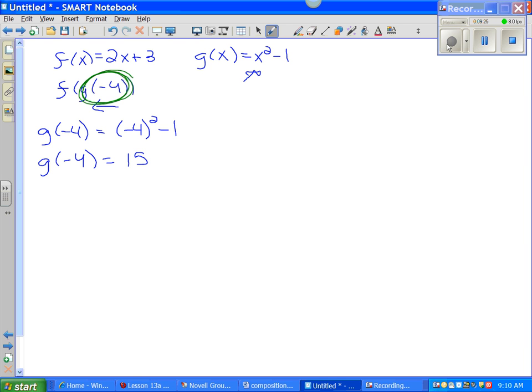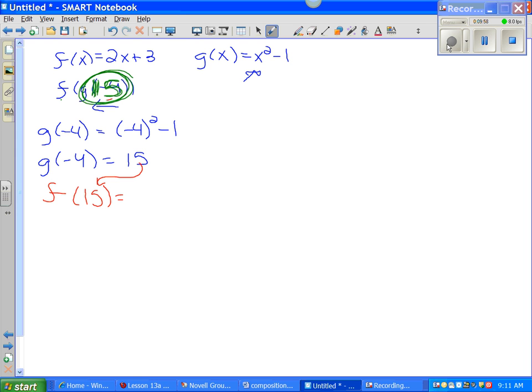So what am I going to find next? If I know this is 15, what am I finding next? Say it. F of 15. So you're taking the output and using it as the input. Take the output, you use it as the input. And we're going to do this a bunch of times. So if you're not getting it yet, don't worry.